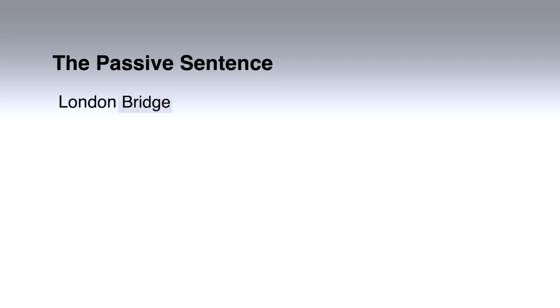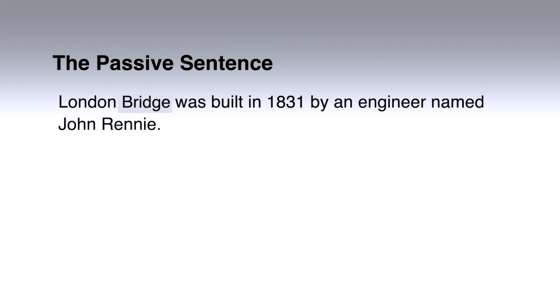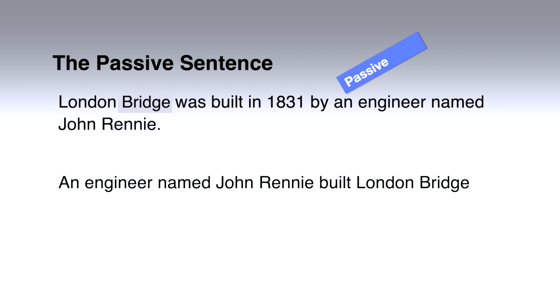I'm going to take a sentence from our reading passage and put it up here on the board. London Bridge was built in 1831 by an engineer named John Rainey. Now, this is a passive sentence. I'm going to change it and make it into an active sentence, and then we're going to look at the difference. An engineer named John Rainey built London Bridge in 1831.